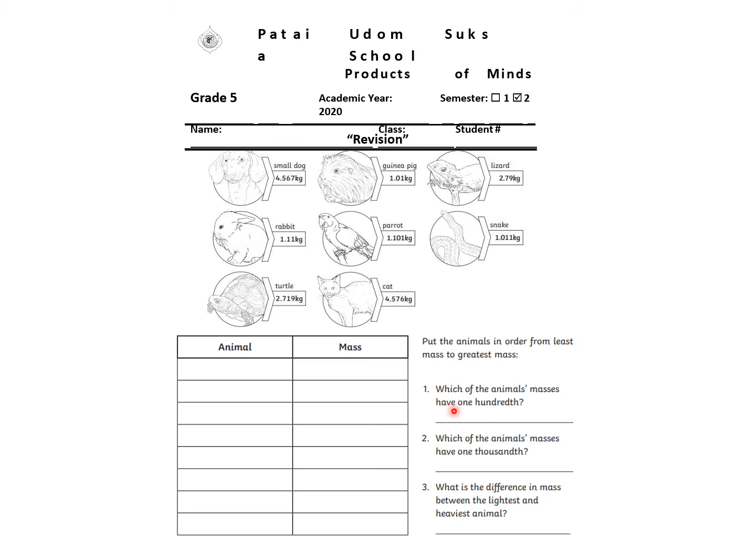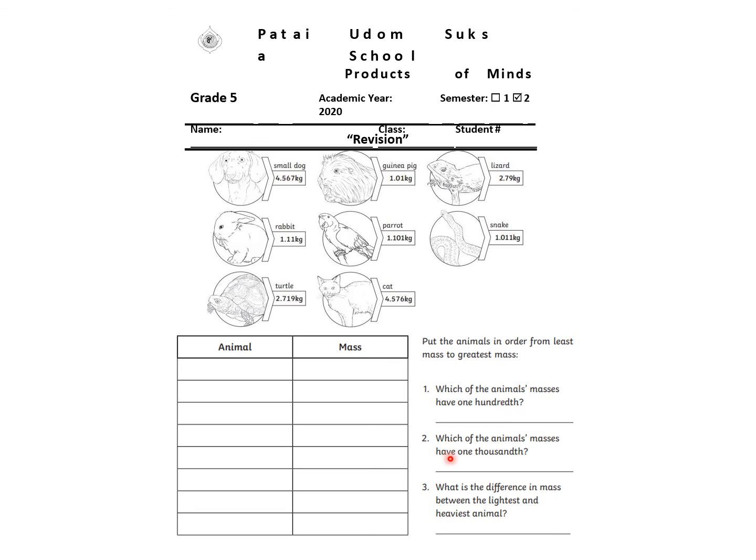The first question is, which of the animal masses have 1 in the hundredths place? So you have to see which animal's mass has 1 in its hundredths place. So remember, after the decimal point, the first digit is tenths, the second digit is hundredths. So you have to see which animals have 1 in their hundredths place.